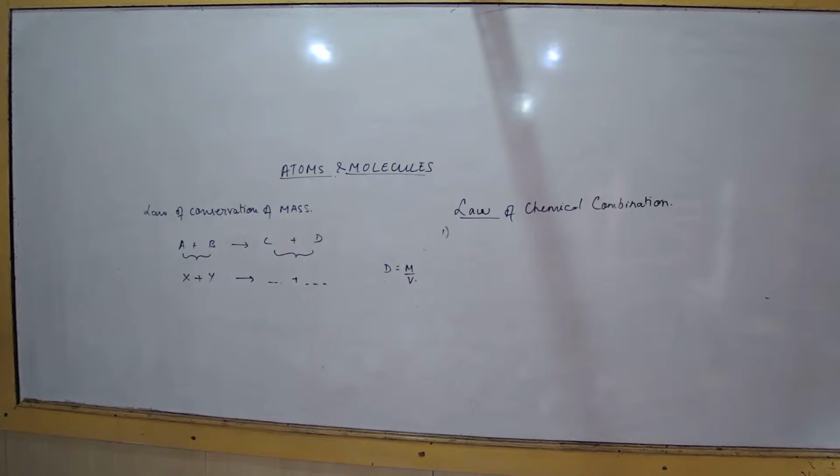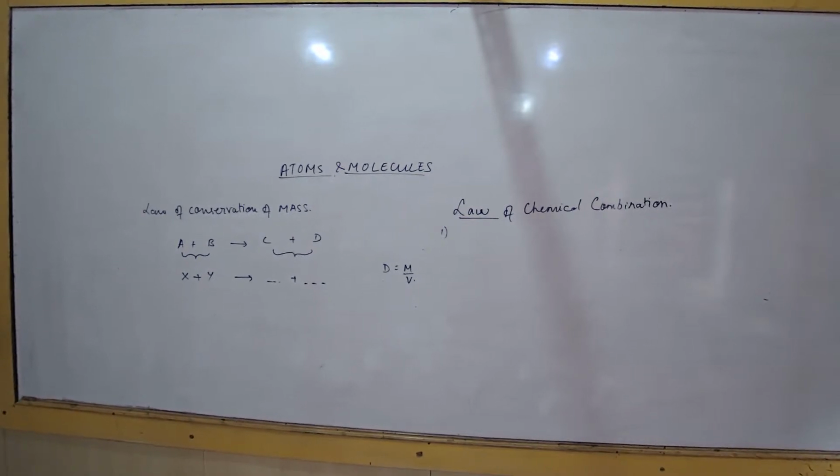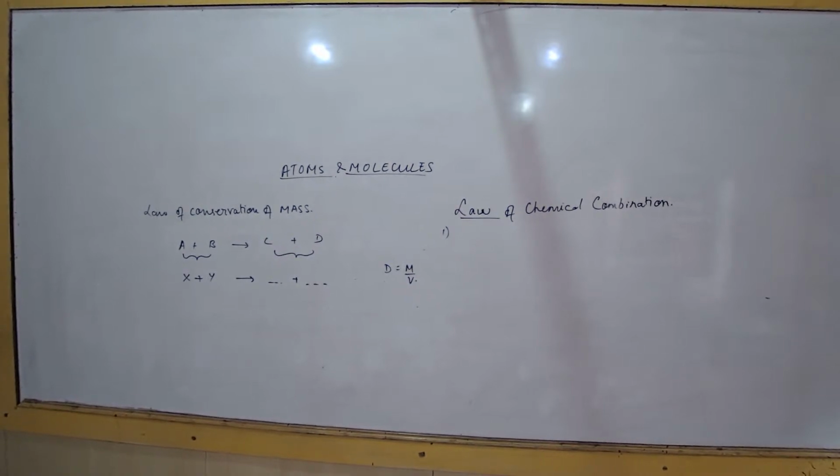Can you see the next law in your textbook? What is it called? Law of constant proportion. Yes, please write. Law of constant proportion. This is also called as, this is another name for it, the law of definite proportions.